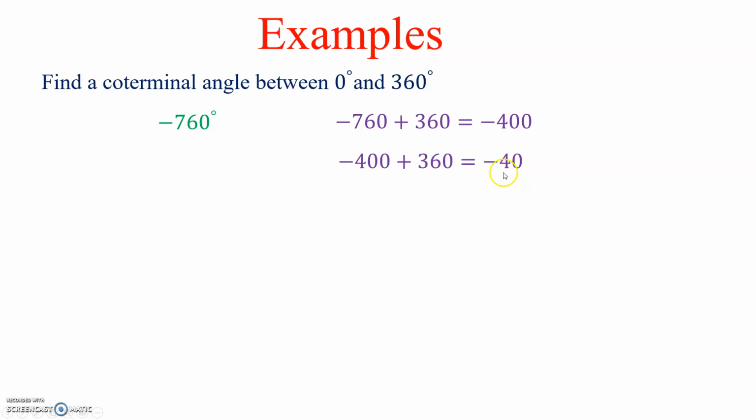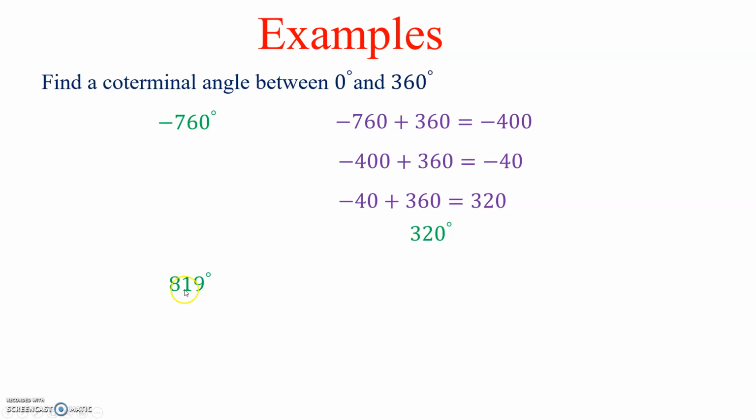Negative 40 is another coterminal, but it's not between 0 and 360. So I continue to add another 360 until I get to a number that fits the criteria, 320 degrees. So 320 degrees would be the coterminal angle to negative 760 that fits the criteria. That's going to be the key. This is the part of the problem that will indicate what you should do, add or subtract, to the original number, and how often you should add or subtract.